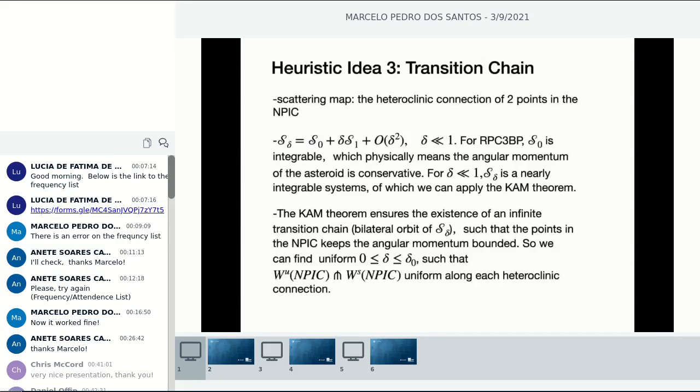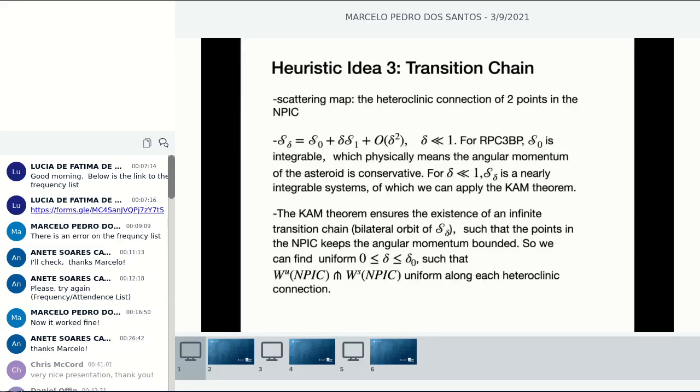So now we turn to the third ingredient, which is about the transition chain. Here we introduce a tool called the scattering map. The scattering map is a correspondence from the cylinder to the cylinder. If one point is sent to another by the scattering map, that indicates they are connected by a certain heteroclinic orbit.